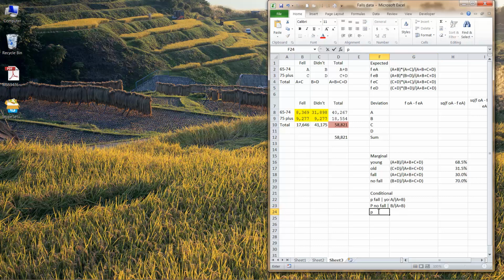The probability of fall given old, so it's C. That's the people who fell, and the total number of old people are C plus D. The probability of no fall given old is D over C plus D. So let's clean up some mistakes here.